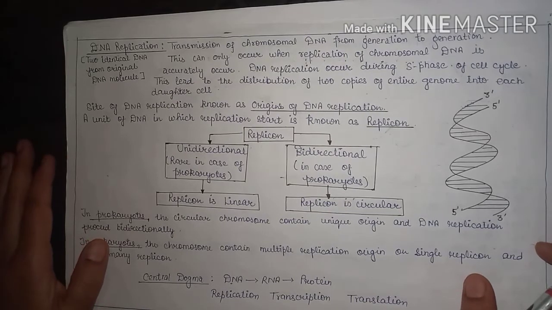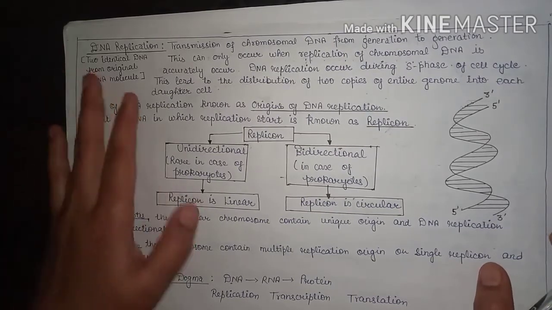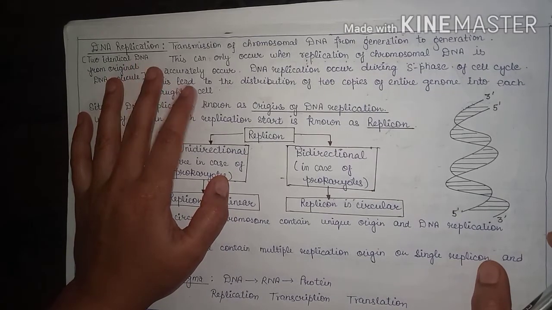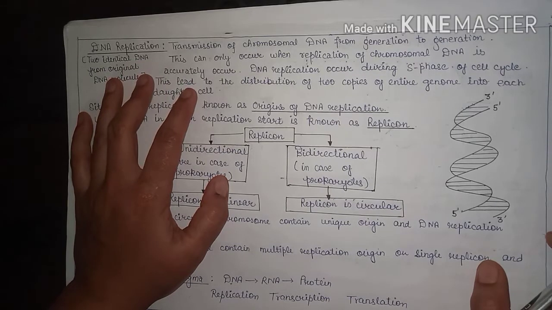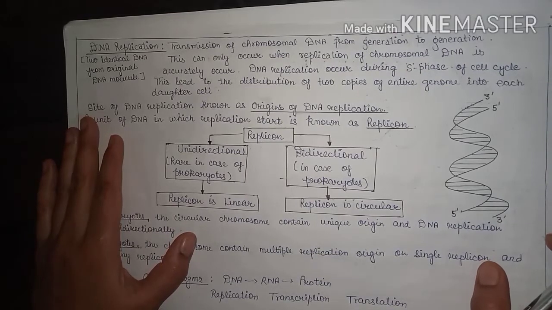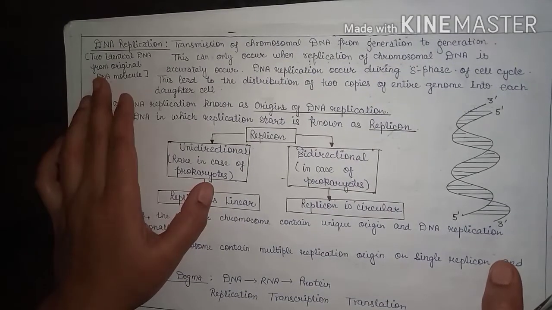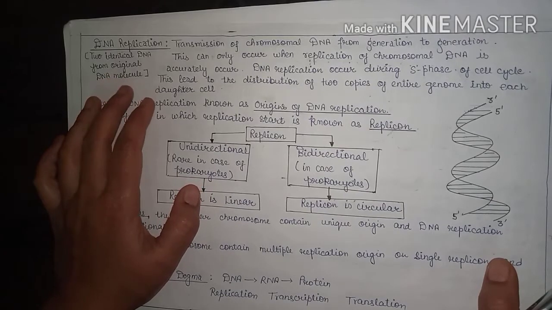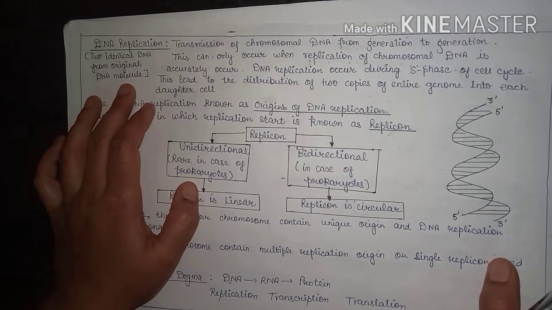Right, so let's begin. First of all, we need to know what replication is. Replication means to produce an identical copy of the parent. We sometimes say this is the replica of something. Replica means the identical copy of the original one. As the definition says, two identical daughter DNA are produced from the original DNA.